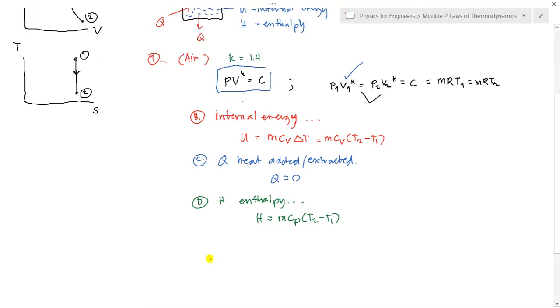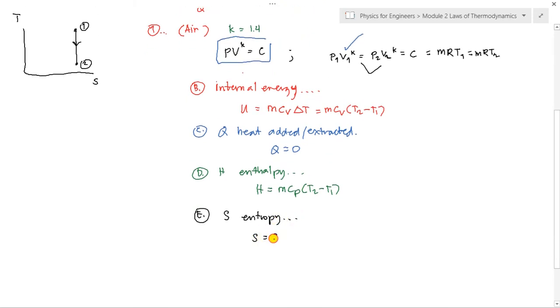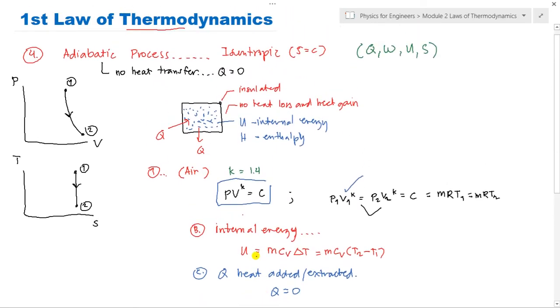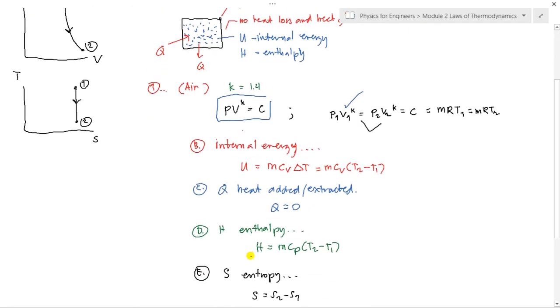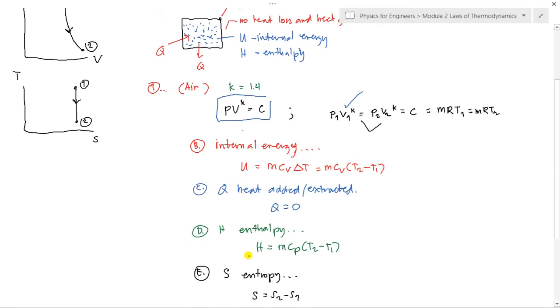The last one is the entropy, S. For entropy, since this is isentropic, automatically S is equal to S2 minus S1. Since S2 is equal to S1, therefore the change in S here is 0. So we don't have a change in entropy in our system. That is for the adiabatic process, especially for air. Again, for air we are using K, the specific heat ratio, which is the standard 1.4 for air.